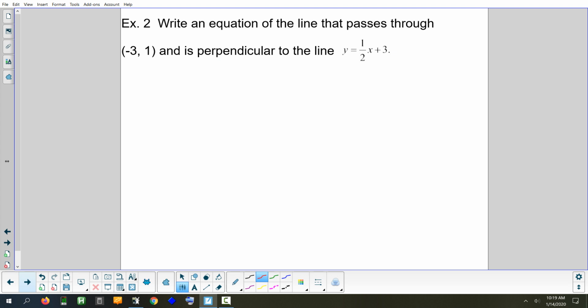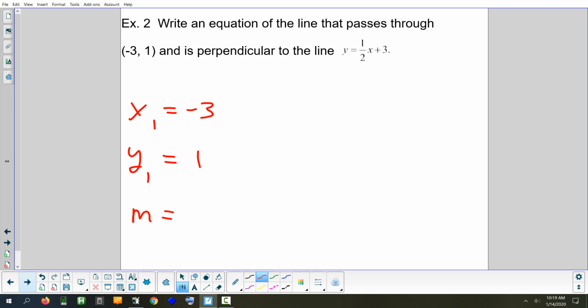Okay, first thing we want to do is just label what's x1, what's y1, and then we'll put our m. So let's start with x1. Anyone think they can tell me what x1 is? x1 is -3. How about y1? Yep, it is 1. Now, what kind of line are they looking for here?